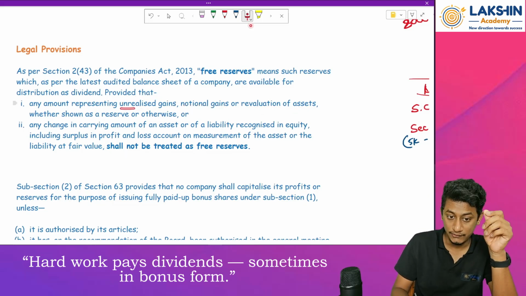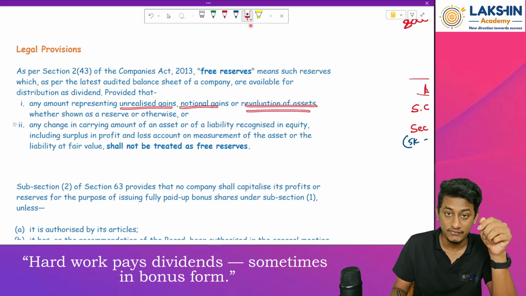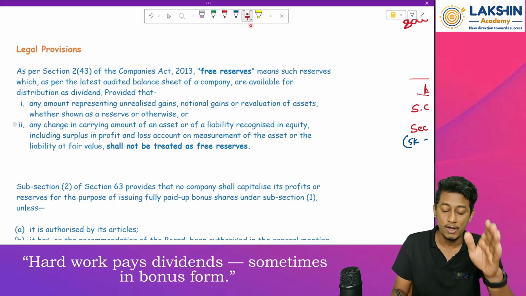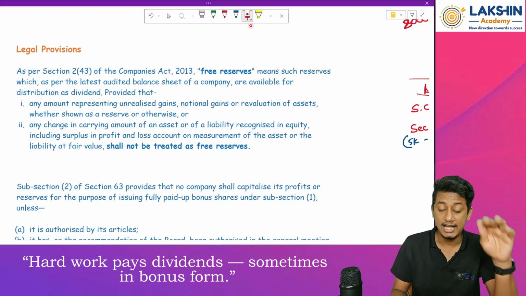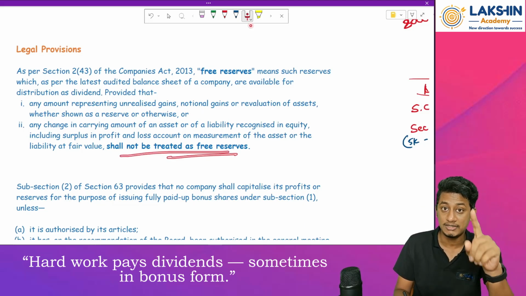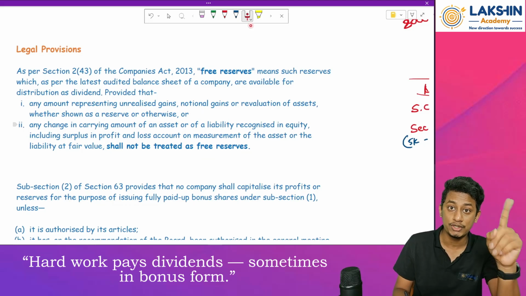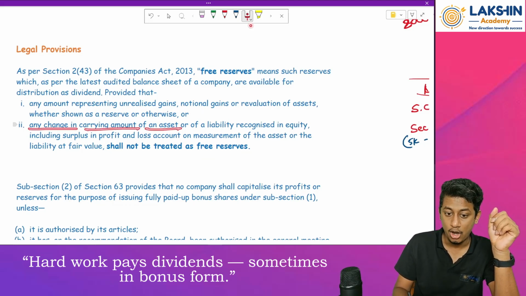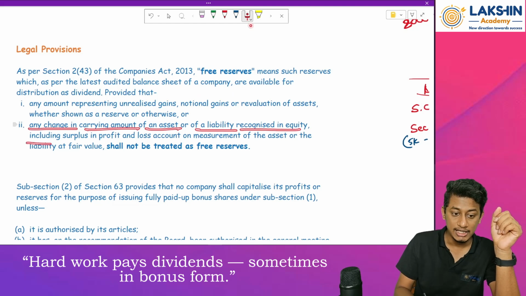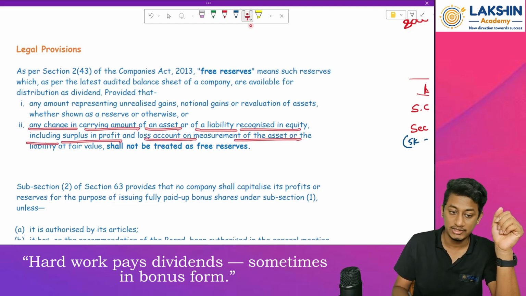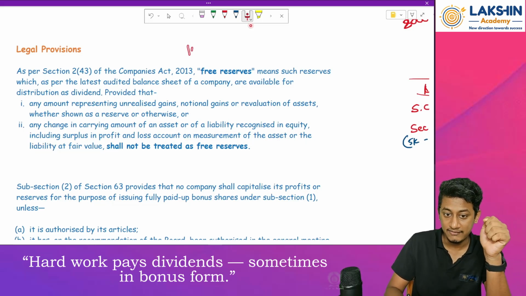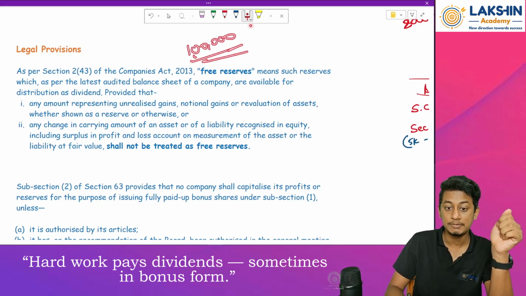Clear? So if you have unrealized gain, notional gain, or any revaluation of assets, and from the revaluation of assets you have created any reserves, in that case that reserve also cannot be treated as a free reserve. So that means that reserve cannot be used for issuing your bonus shares. Then any change in the carrying amount of the asset or liability recognized in equity, including surplus in the profit and loss, of the measurement of asset or the liability at fair value. So we have something called fair value measurement, where let's say the value of the asset is rupees 1 lakh.